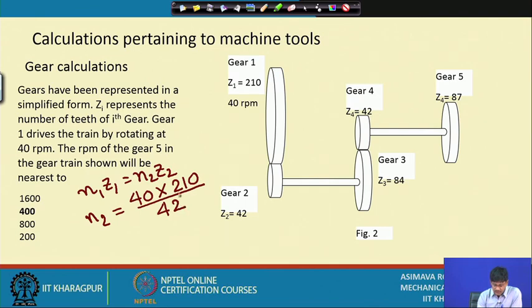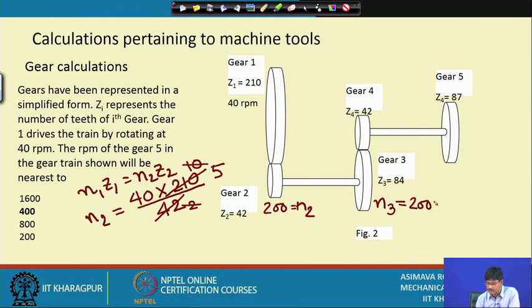200 goes into this 5 times, I hope, 200. 20 goes into this twice and on this 10 times, and you can cancel it further 5. Yes, 5 into 40. So, this is going to rotate at 200 rpm. N2 is 200 rpm. So, this is also going to rotate. N3 is going to be the same as per our previous discussion, 200 rpm.